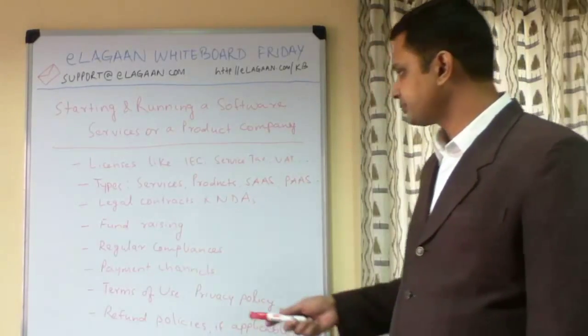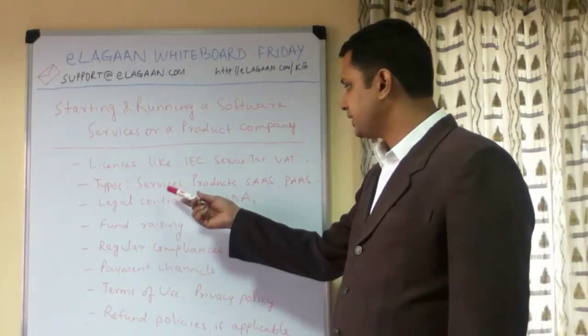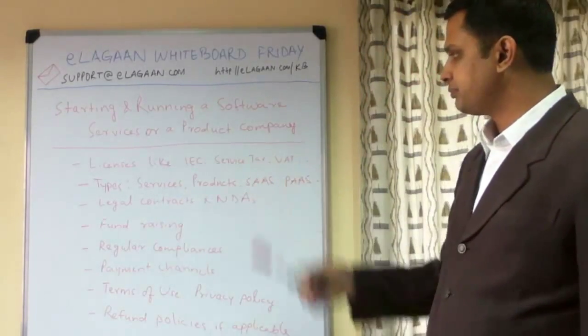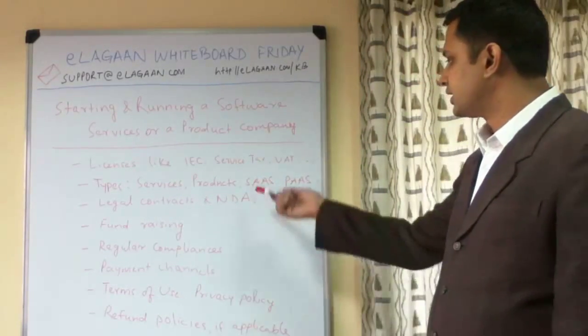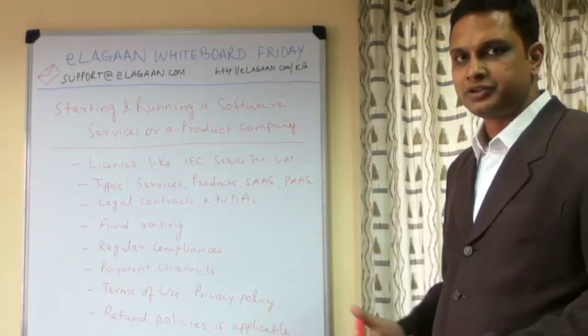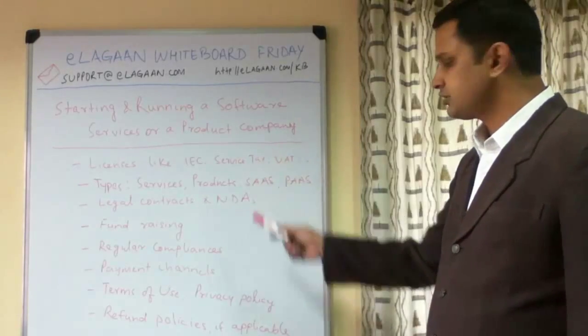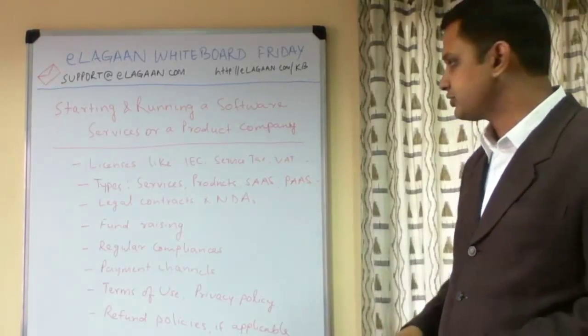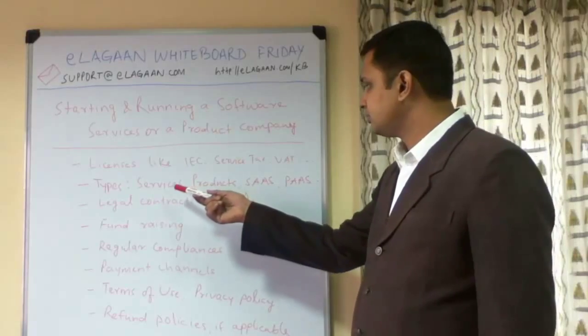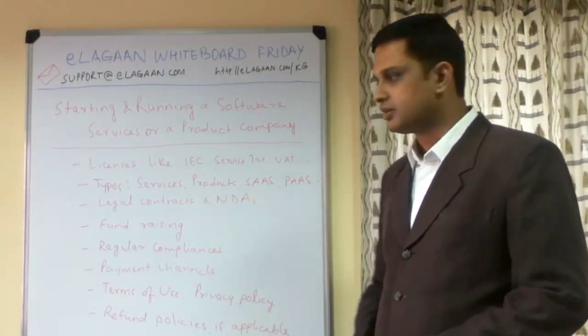Now, a software company can be of multiple types. It can be purely a services unit. It can have your own product which you are selling to the customers. It can be a SaaS model, or it can also be a PaaS model. Or it can be a mixture of all these things.